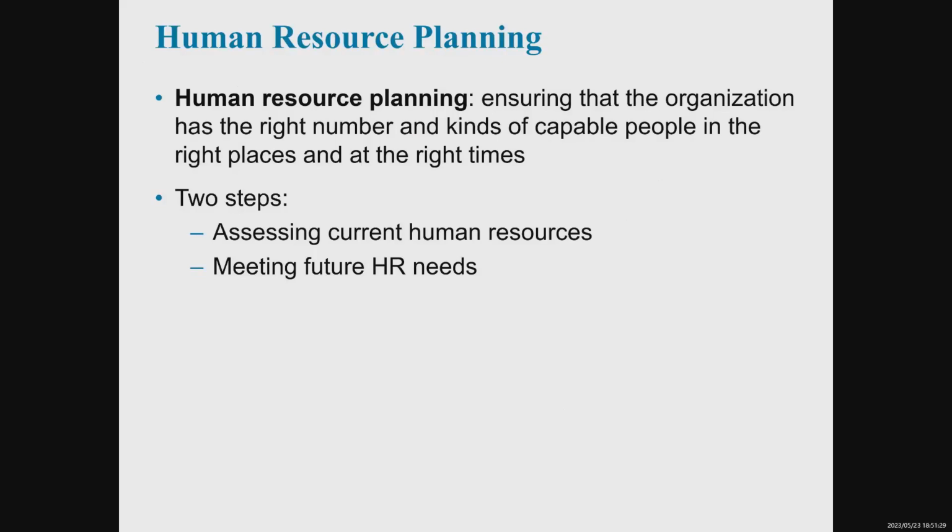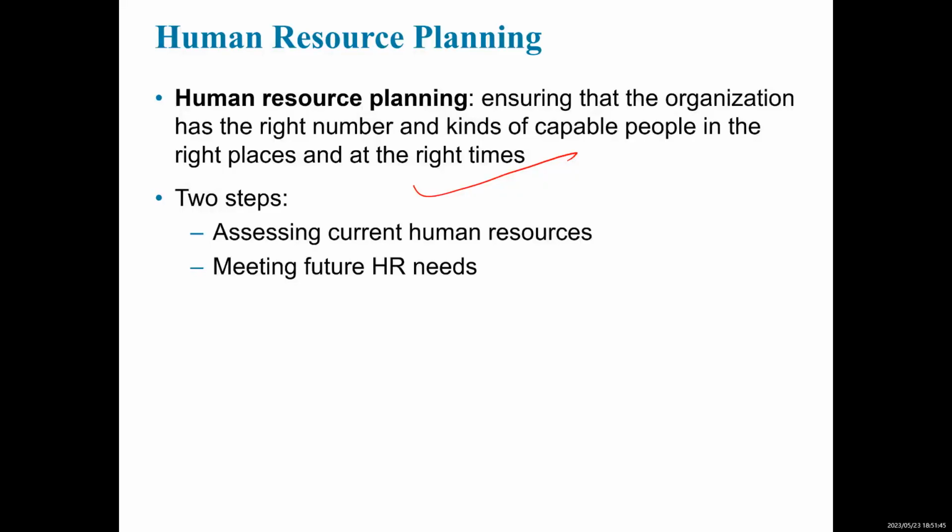To hire. So human resource planning is a process by which managers make sure that they have the right number and kind of capable people in the right place at the right time. Through planning, organizations avoid sudden people shortages and surpluses. It is done through current human resource assessment and then meeting future HR needs.